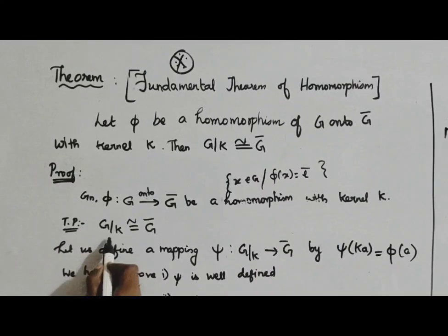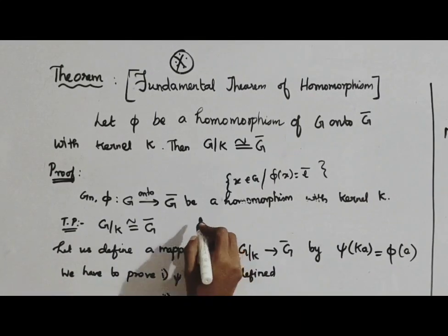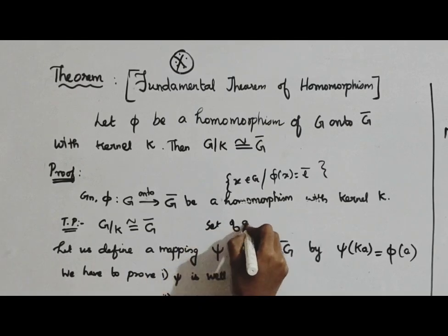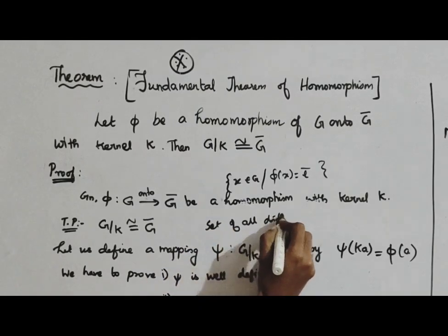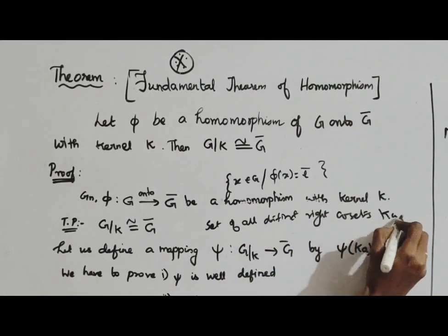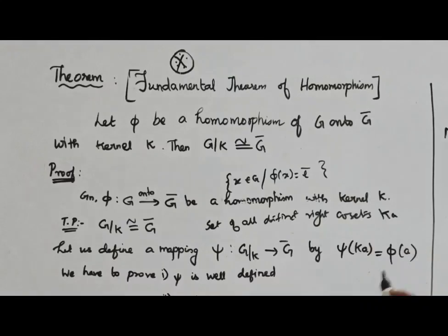First, what is G over K? G over K is the quotient group, right? Quotient group means the set of all distinct right cosets. Right cosets are in the form Ka.